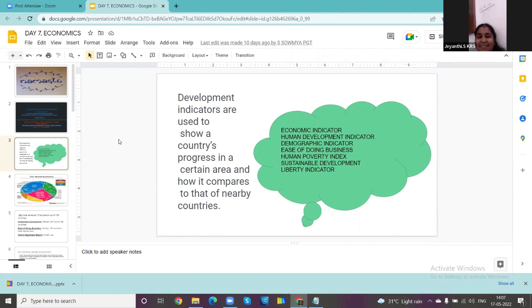These are the development indicators that I have listed here. Normally, development and growth of any economy is understood through various indicators. Initially, the very old one is the economic indicator. All of us know that economic indicators are per capita income, GDP, and then of course the purchasing power parity and so on.